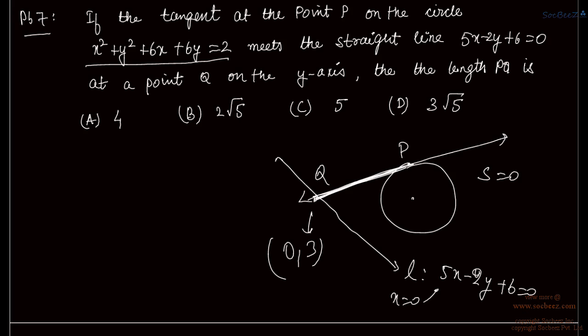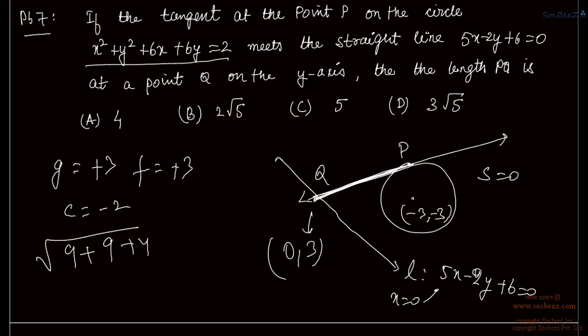So from here we can find the center of the circle. g is 3, f is also 3 and c is minus 2. So center is minus g, minus f, that is minus 3, minus 3, and the radius is the square root of g square 9 plus f square 9 minus c, plus 2. This is the radius, which is equal to root 22, right?